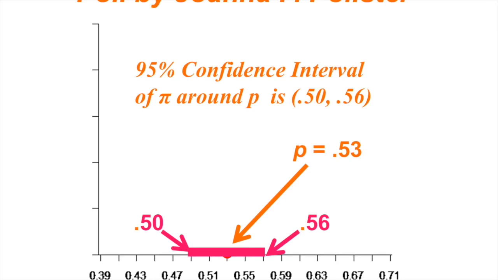And this is what pollsters do. They randomly draw a sample and calculate p. They construct a confidence interval around p, and then they say that they are 95% confident that pi is within that confidence interval. And that's right. For 95% of samples where they do this, pi will be in the confidence interval.